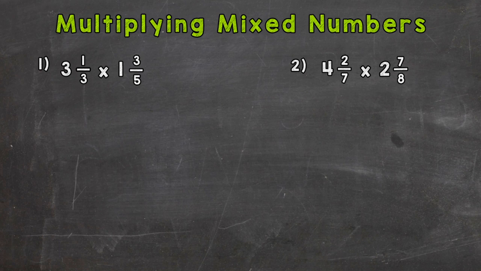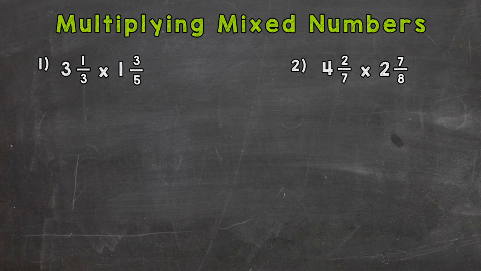In this video, we're going to be talking about how to multiply mixed numbers. And as you can see, there are two multiplication problems on your screen that involve mixed numbers. So let's jump right into number one here and talk about how we do this. Number one here, we have 3 1/3 times 1 3/5.